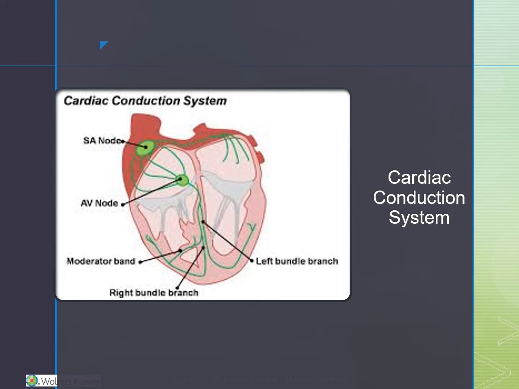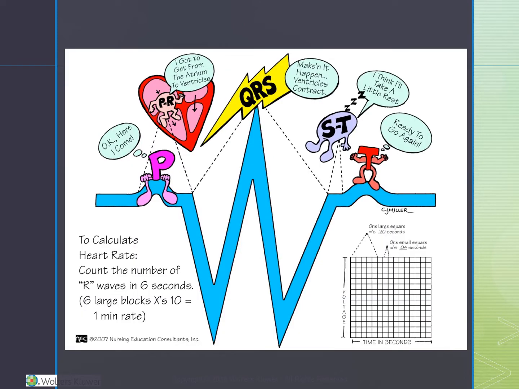During the assessment, it's important to determine if the arrhythmias are perfusing. So check the peripheral pulses at the same time that you're auscultating the apical heartbeat and see if they are the same. This shows your heart rate, what it looks like on an EKG.